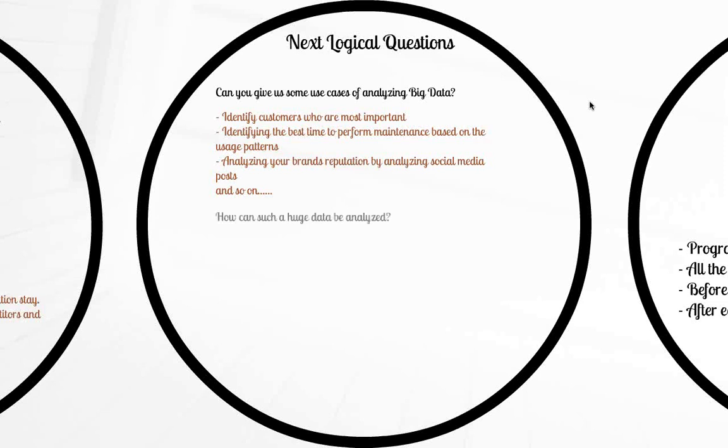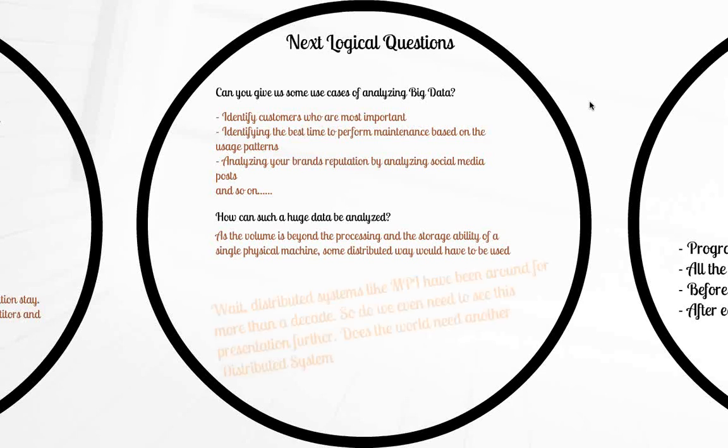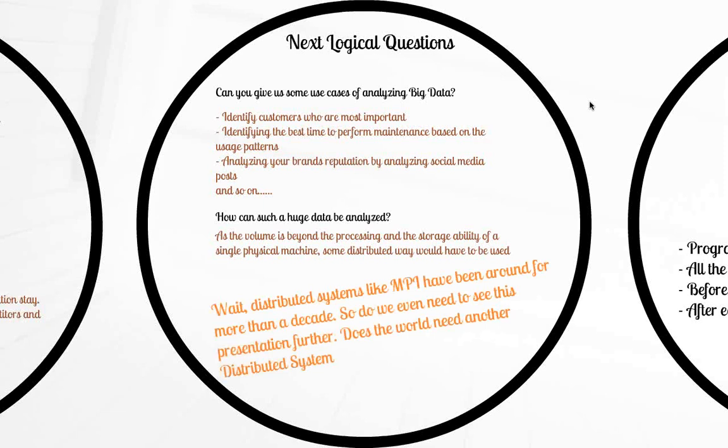Now, all that is fine. We understand big data and all that stuff, it's fairly good. But how do we analyze this data? This appears to be massive data. As the volume is beyond the storage and processing ability of a single physical machine, we need some distributed way to process this data. So we are clear that big data is a lot of data. One machine cannot handle it, so we need multiple machines to work together. Wait. Distributed systems like MPI, MPP have been around for more than a decade. So do we even need to take this course further?